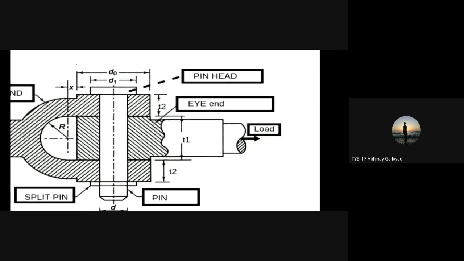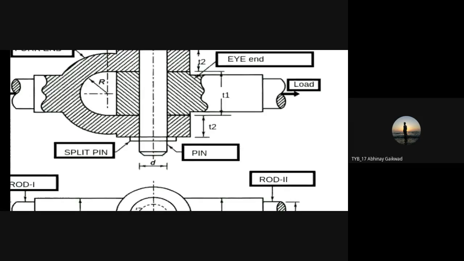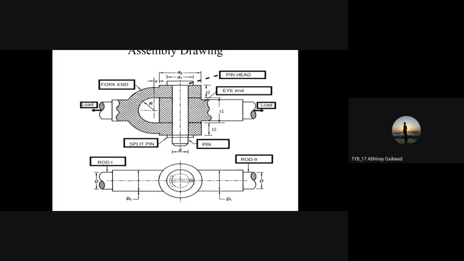In the further parts of this joint is the split pin, which we are going to use for the locking. Then the collar, which is again used for the locking purpose only. Now this drawing you can see as the front view as well as the top view of the same drawing.